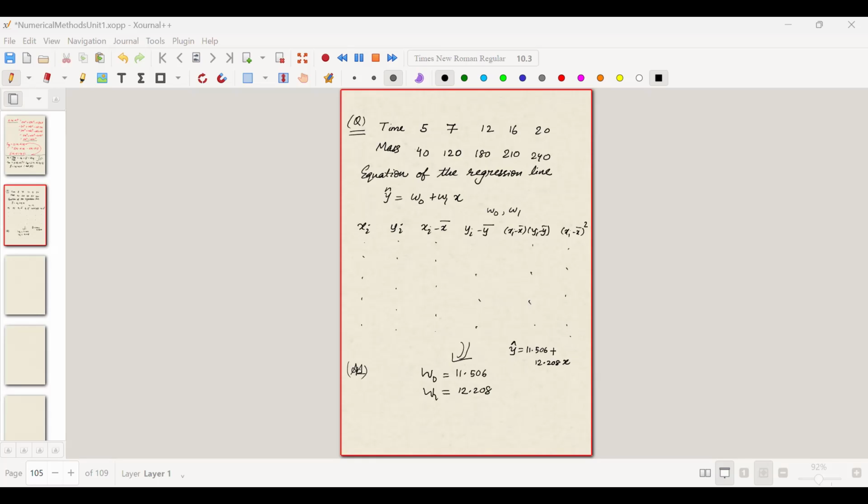Okay. So I calculated W0 and W1 based on my set of data, right? Then Y hat is W0 plus W1 X. Finished. While coding, if I use X, what is X? It is the set of discrete data points, right? Then it won't be a line. It will be another set of points.